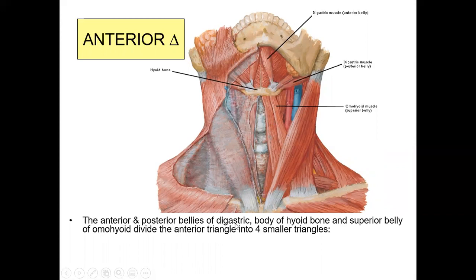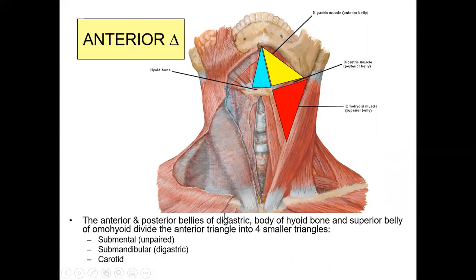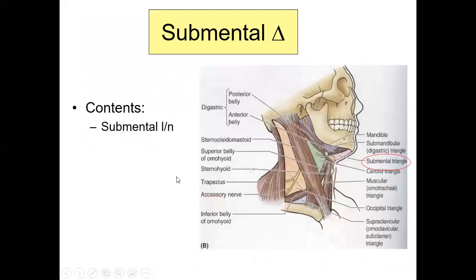The anterior belly and posterior belly of the digastric muscles, the body of the hyoid bone, and the superior belly of the omohyoid muscle divide the anterior triangle into four smaller triangles. So we have the submental, which is an unpaired triangle, and the submandibular, which is a paired triangle. The other name for the submandibular triangle is the digastric triangle. Then we have the carotid triangle, and also the muscular triangle or omotracheal triangle.